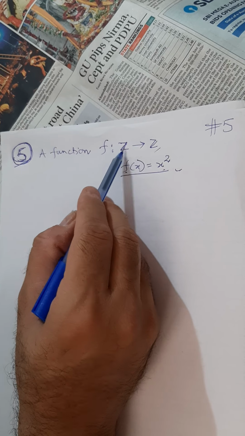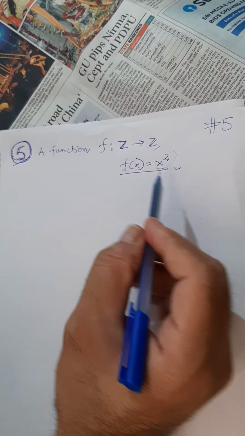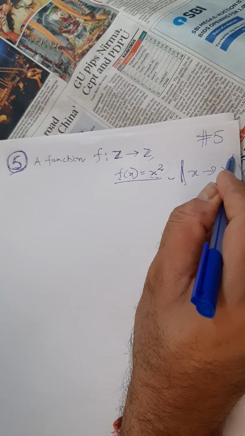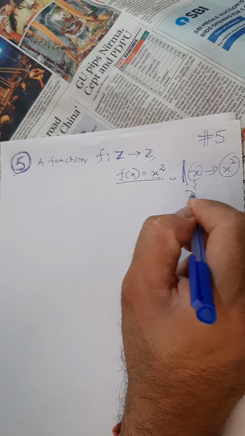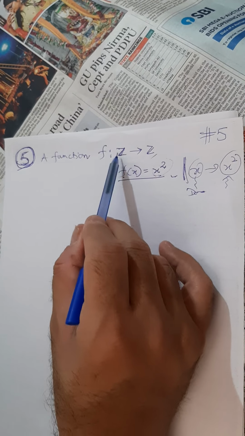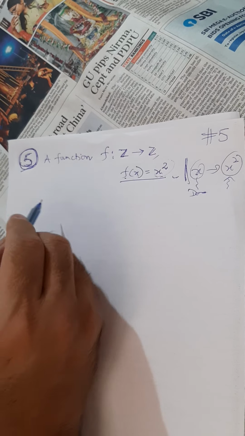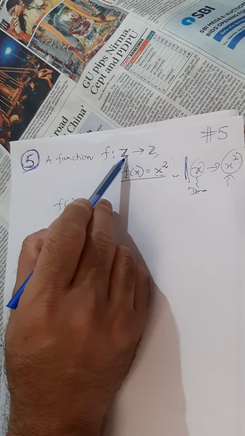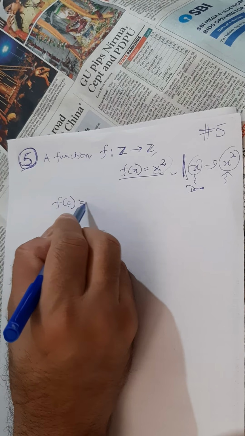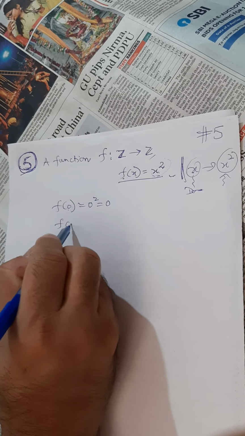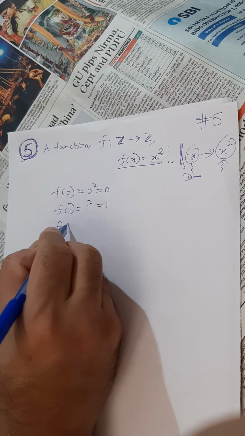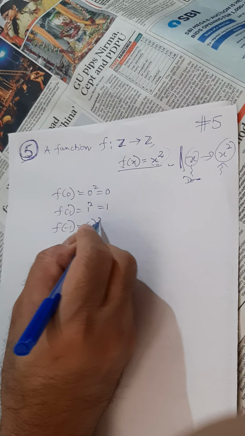So every member would have a unique image. And what's the image? That is its square. You pick up one member from the domain, then the corresponding member will be its square. This comes from the domain, and this comes from the codomain. If I take 0, I can take 0 because Z consists of all integers, including 0. So 0 square is 0. If I pick up 1 here, then 1 square is 1. You know Z also consists of negative numbers. So minus 1, then minus 1 square becomes 1.